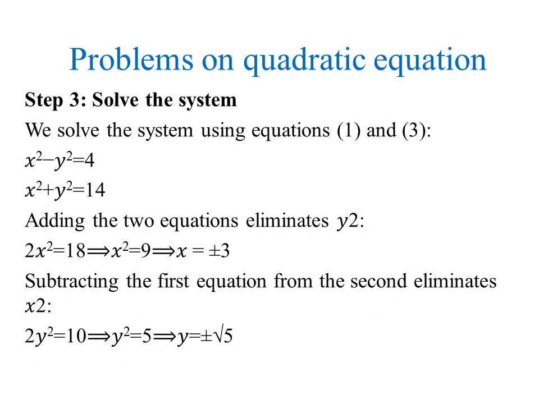In step 3, we solve the system of equations using equations 1 and 3. Therefore, x square minus y square is equal to 4, x square plus y square is equal to 14. Adding the two equations eliminates y square, that is 2x square is equal to 18, x square is equal to 9. Therefore, x is equal to plus or minus 3. Subtracting the first equation from the second eliminates x square, that is 2y square is equal to 10, which implies y square is equal to 5, y is equal to plus or minus root 5.